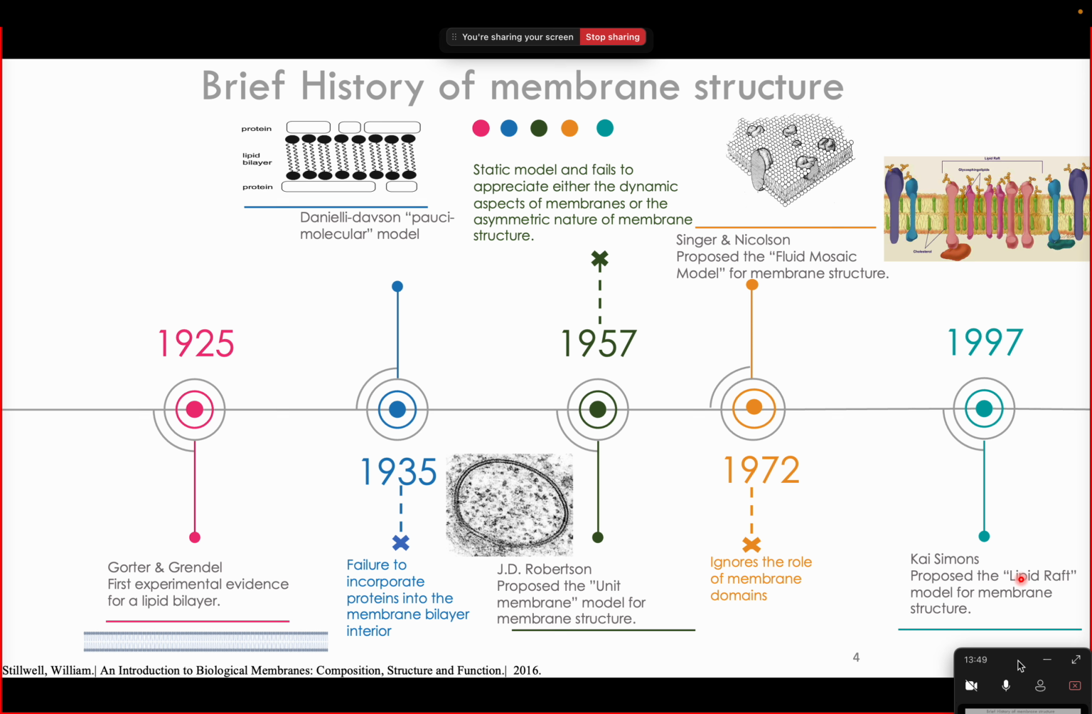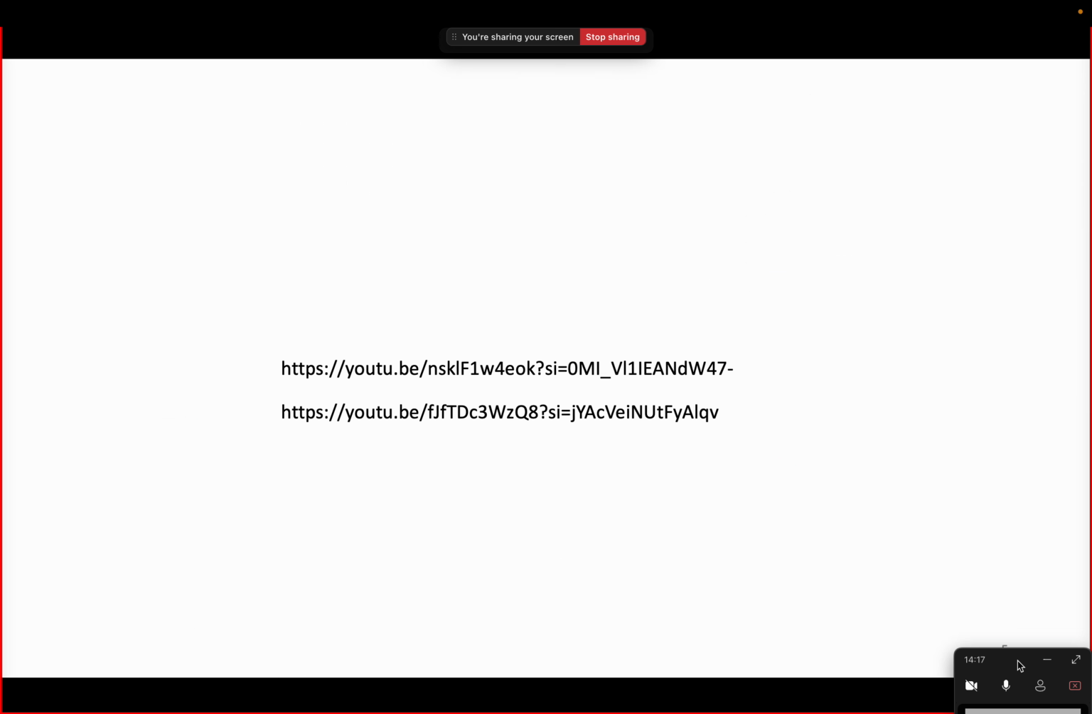So a modification was done on the fluid mosaic model by Kai Simons, who proposed a lipid raft model for membrane structure, which says that there are small micro domains in the membrane which are transient in nature, which are saturated with cholesterol and some type of phospholipid molecules and lipid molecules, which creates these small domains which are thicker in comparison to the remaining part of the membrane, and they actually bulge out of the membrane when we see it.